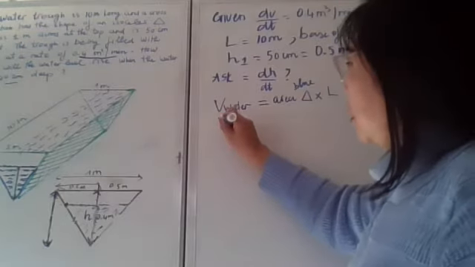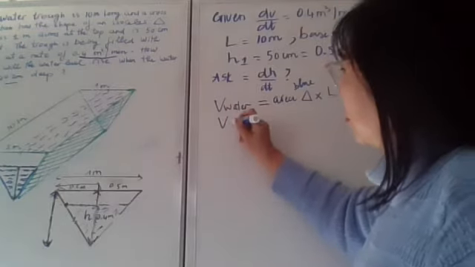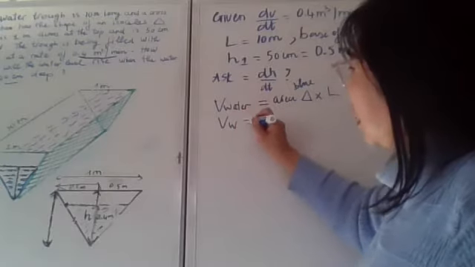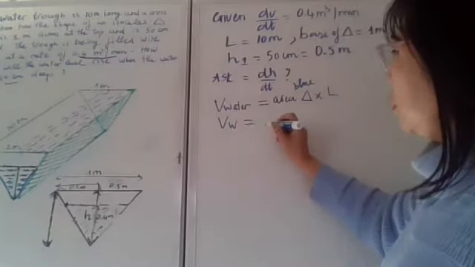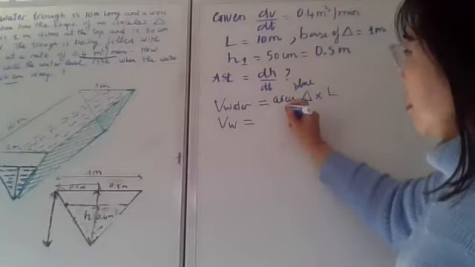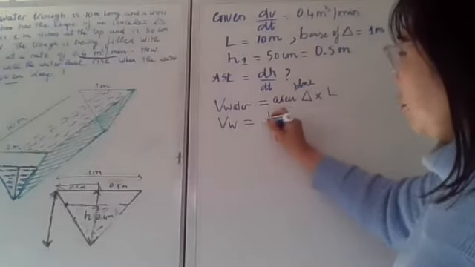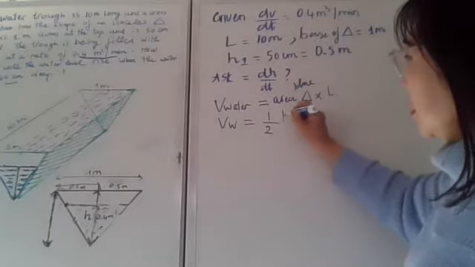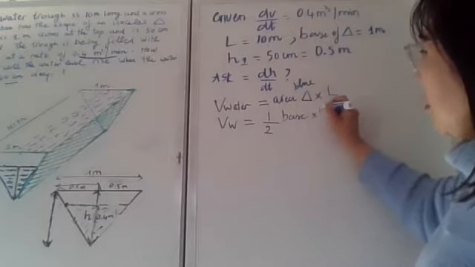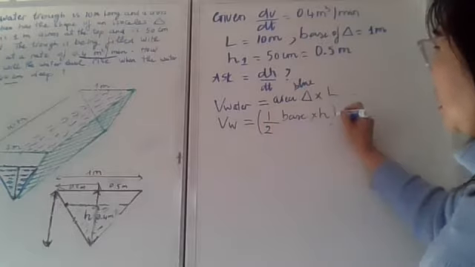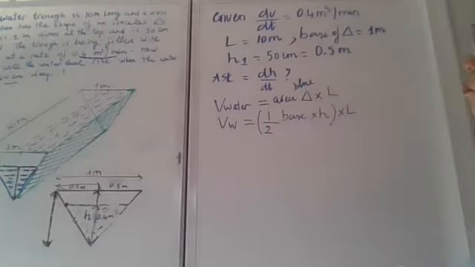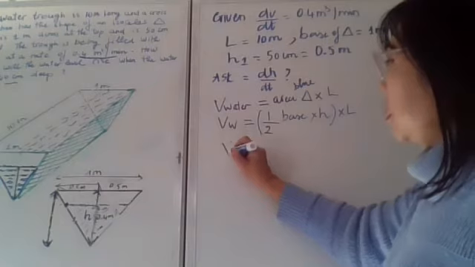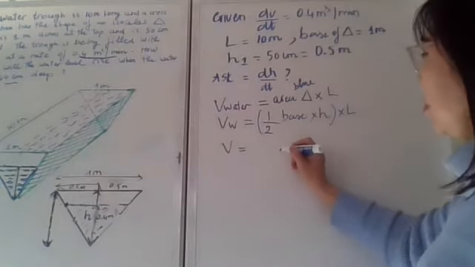So let's see how we got. The volume of the water, W, right? Volume of water is W, okay? It equals the area of the triangle, and the formula for the area of a triangle is 1/2 base, right, times height, and times the length. So now we're going to substitute one more time.